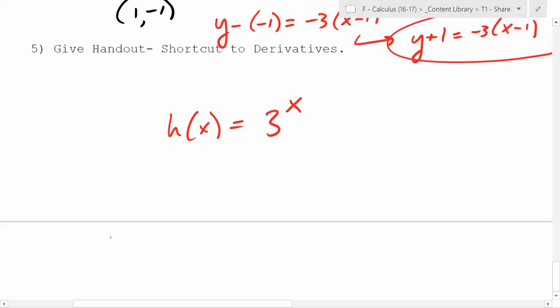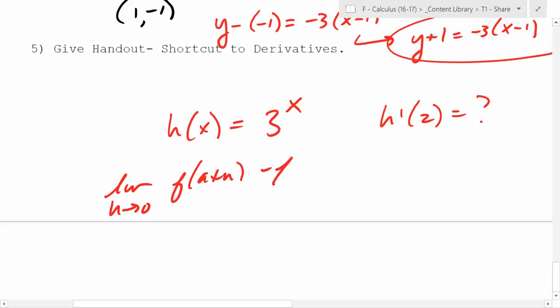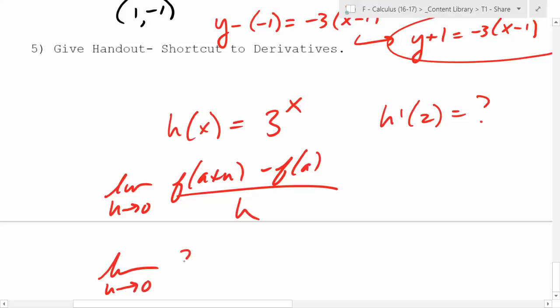Yeah, don't. So if I ask you what h prime of 2 is, how would you have to figure that out? You would have to use the limit definition of the derivative. So you're doing the limit as h goes to 0 of f of a plus h minus f of a, all over h. So that's going to be the limit as h goes to 0 of 3 to the a plus h minus 3 to the a, all over h.